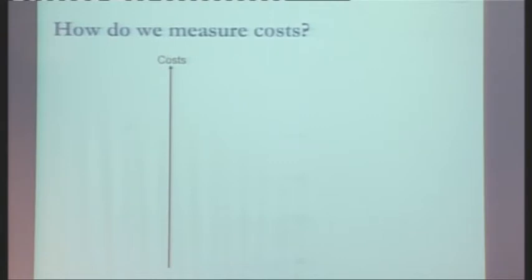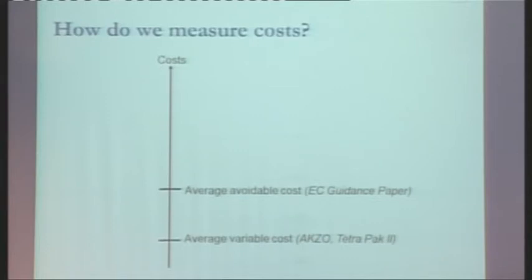So the approach that the Commission takes can be seen as a development of the case law on predatory pricing. So the case law on predatory pricing mentions two cost benchmarks, average variable cost and average total cost. So average variable cost, which is referred to in the case law on predatory pricing, AKZO and Tetra Pak, this is the cost that varies with each unit of output. And what the Commission does is it says, well, we're actually not going to use that measure. We're going to use a different measure of cost called average avoidable cost, which can be a slightly higher measure of cost.